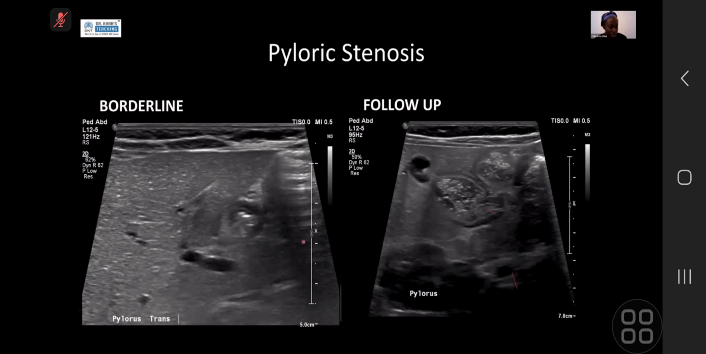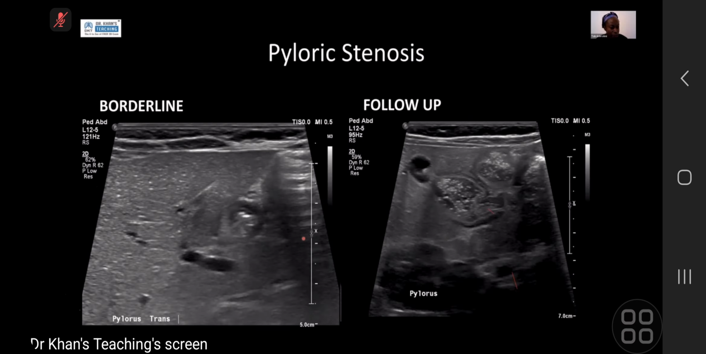But because it was borderline and I didn't see it open during the study, I really wanted to bring the patient back to confirm whether what I was seeing was truly pyloric stenosis or just due to spasm, pylorospasm, because the child was upset and things like that.